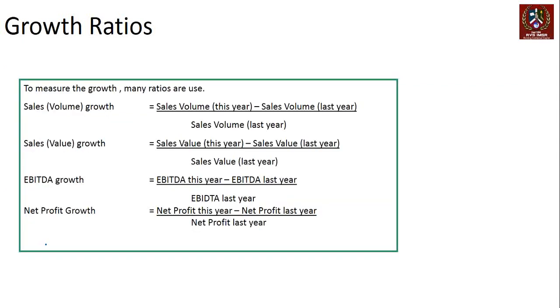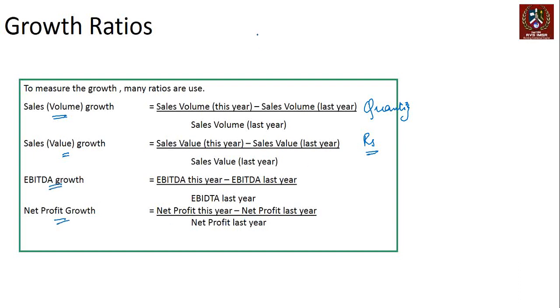So how do you calculate growth? Growth could be in terms of volume growth, which is quantity growth essentially. And then it could be in terms of value growth, which is rupees growth essentially. So you can compare the two and say whether the volume is growing at a faster rate than the price of the car as well. And that could come out as EBITDA growth and net profit growth.